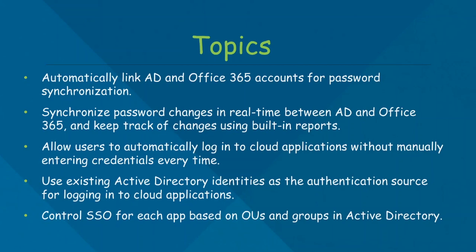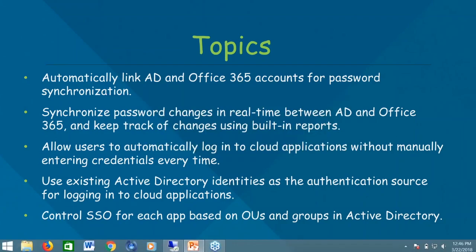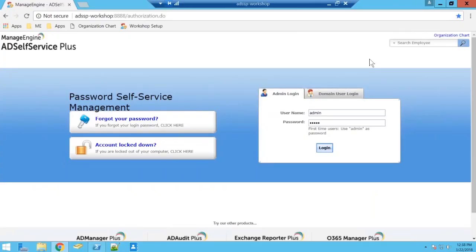And we're going to see how to make use of the Active Directory credentials and authenticate user identity to log in and access these applications. At the same time, how you can control or restrict access or provide conditional access to single sign-on applications enabled for users based on OUs and groups present in your Active Directory. So we're going to be starting the session talking about password synchronization and then move forward to the single sign-on part of it. So what you see on your screens is the ADSelfService Plus admin portal.